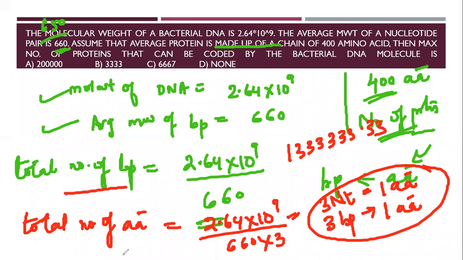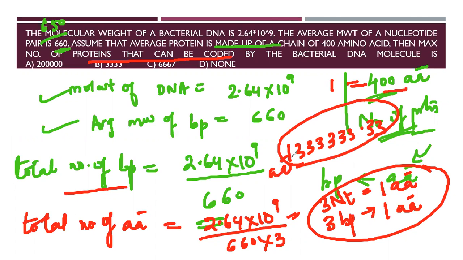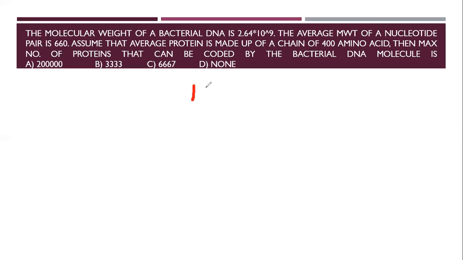Now what I have got is the total number of amino acids, right? What they're asking is the total number of proteins that can be coded. So I know that on an average, one protein is 400 amino acids. Now I have got these many amino acids. So to get the total number of proteins, what should I do?